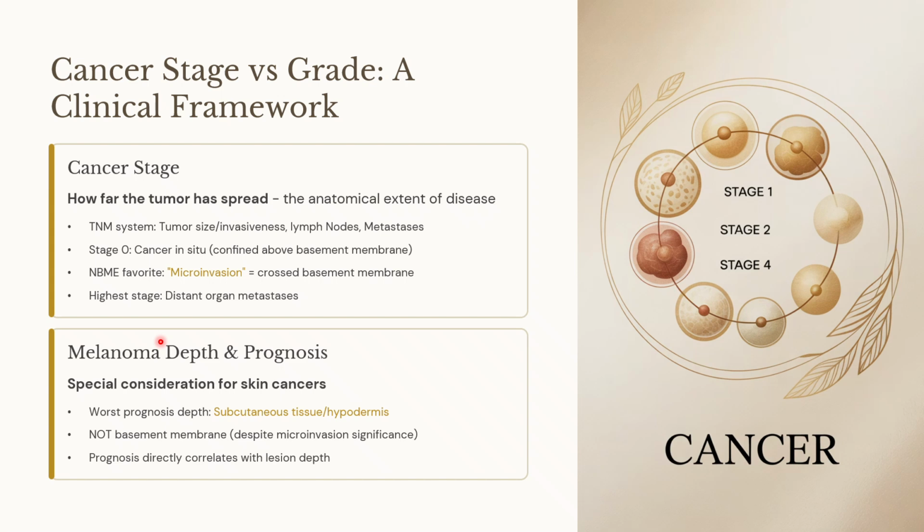The melanoma prognosis will depend on the depth of the invasion. That means when the melanoma has progressed beyond the basement membrane and reaches the subcutaneous tissue, that is the hypodermis, then it is in the highest stage because it has progressed. The point to emphasize is that the more distant the organ metastasis, the higher the stage. When it is present only in one place, it is not in the highest stage, but when it has metastasized to another distant organ, then it is in the highest stage.